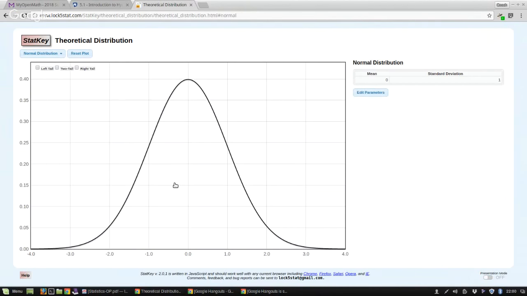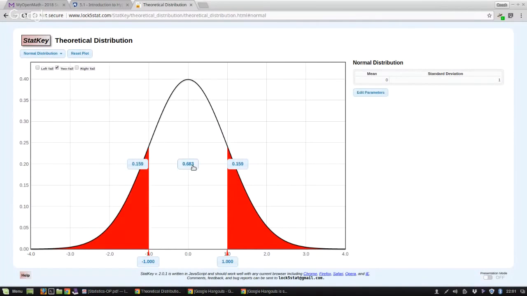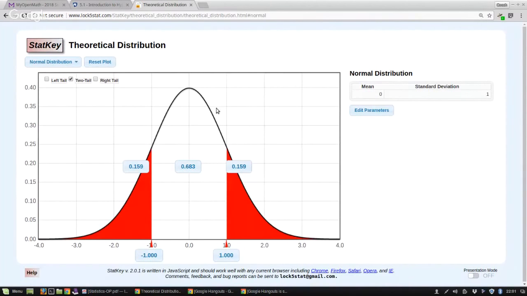A normal distribution is this bell-shaped curve, and we've seen this over and over again in the sampling distributions that we've been playing with. The one we're looking at right now has a mean of 0, you can see that here on the right and here at the bottom, and a standard deviation of 1. If I take a look at a two-tail plot, and I look at one standard deviation on each side, I can see that about 68.3% lives in the middle here, and I get almost 16% in each tail for probability.